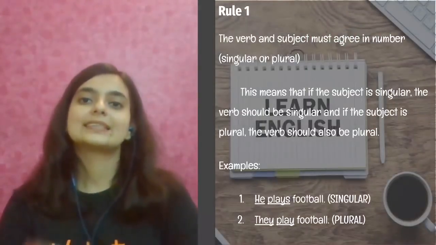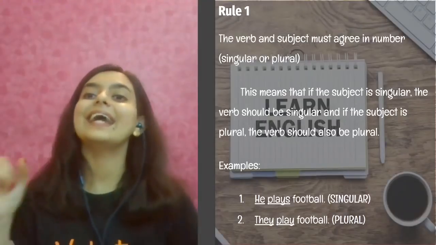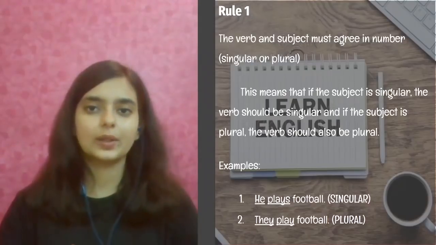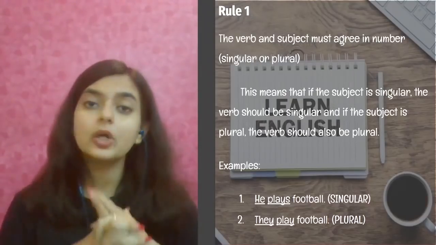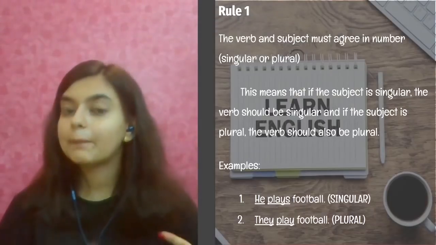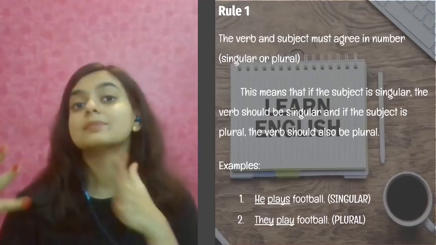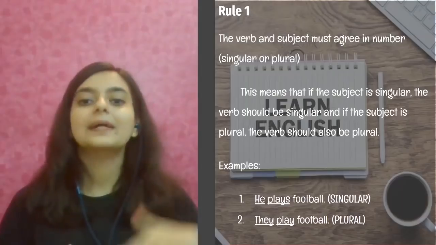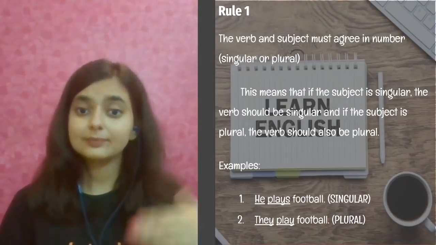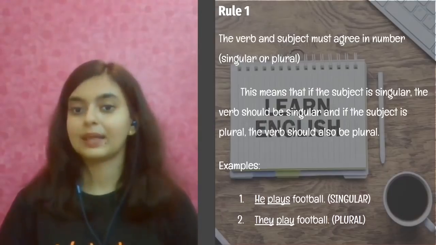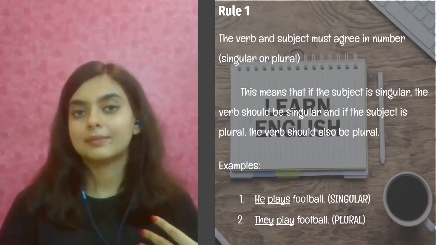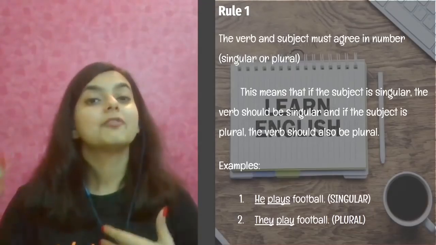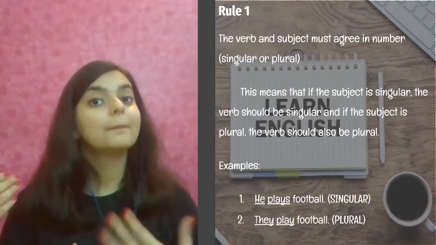So rule number 1, subject and verb must agree in number. So as I told you, if the subject is singular, the verb should also be singular. Now a very important point that you should know is subject becomes plural by adding s, verb becomes plural by deducting s. So it just goes opposite to each other. For example, he plays football, he is the subject and he is singular. And plays is the verb over here, and plays is what? It is also singular.